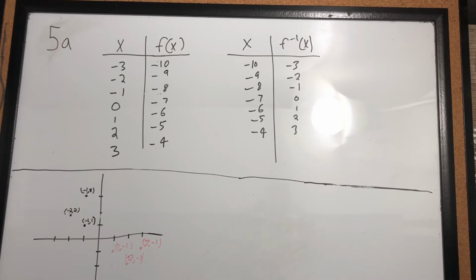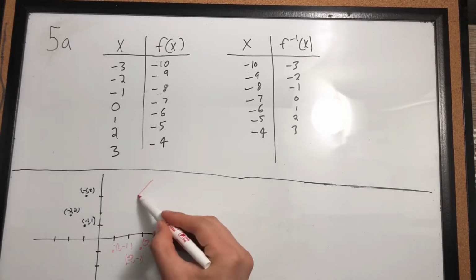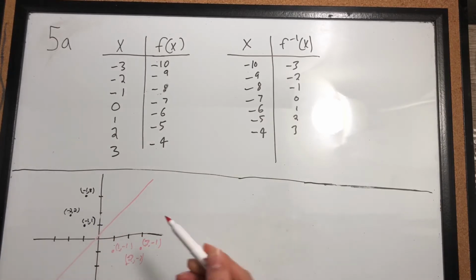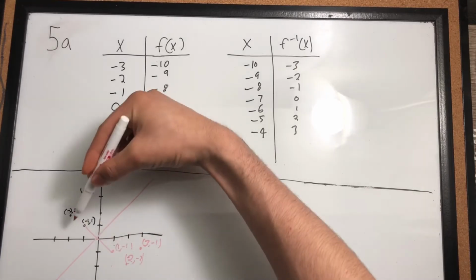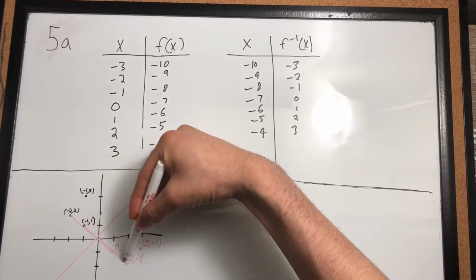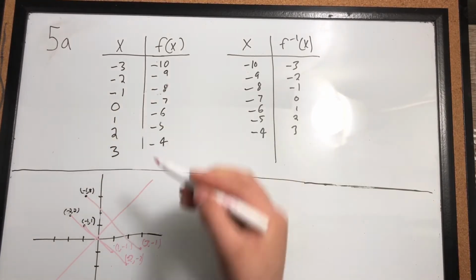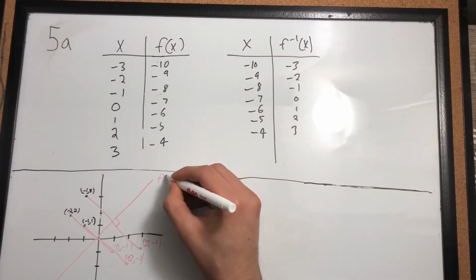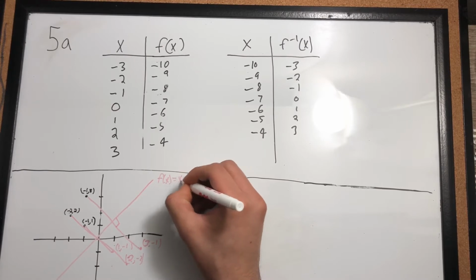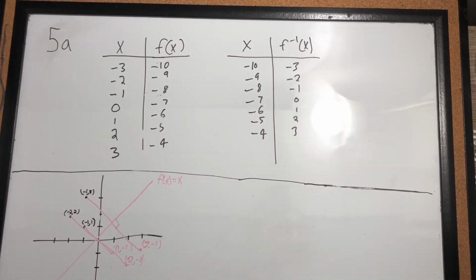Next, you're going to draw the line f of x equals x. So it's just going to be just like this. And then all these points, when you do this, they should all make a right angle with this line. They all must be bisected by the line x equals f of x, and they must have opposite reciprocal slopes.